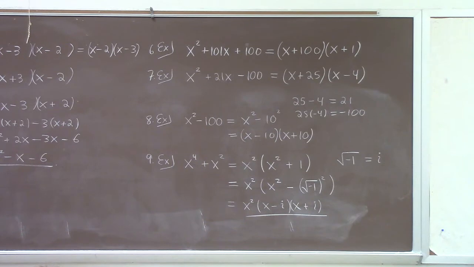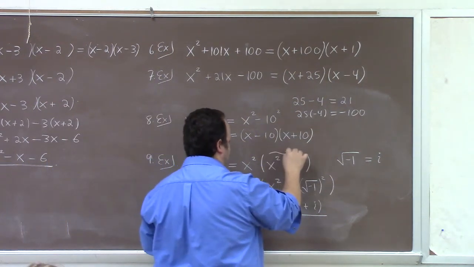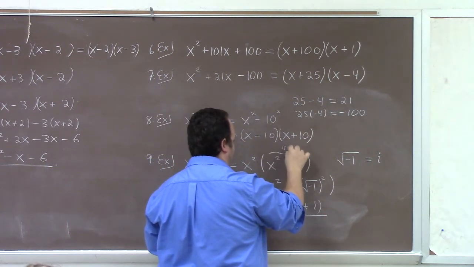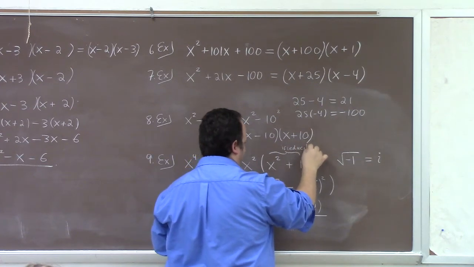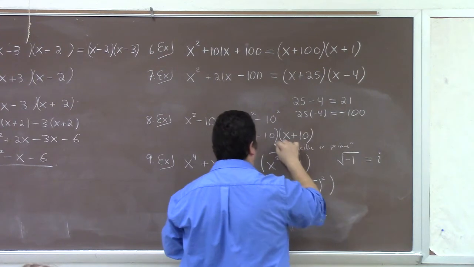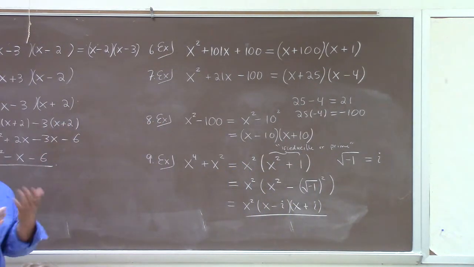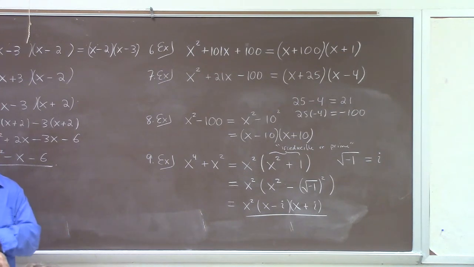You don't have to be a fan. That's not part of this course. But I wanted to show you that's why we can't factor that. To factor that, we would need complex numbers. So this x squared plus 1 is what's called prime or irreducible. It cannot be factored over the real numbers. You can't break it down further. All right?